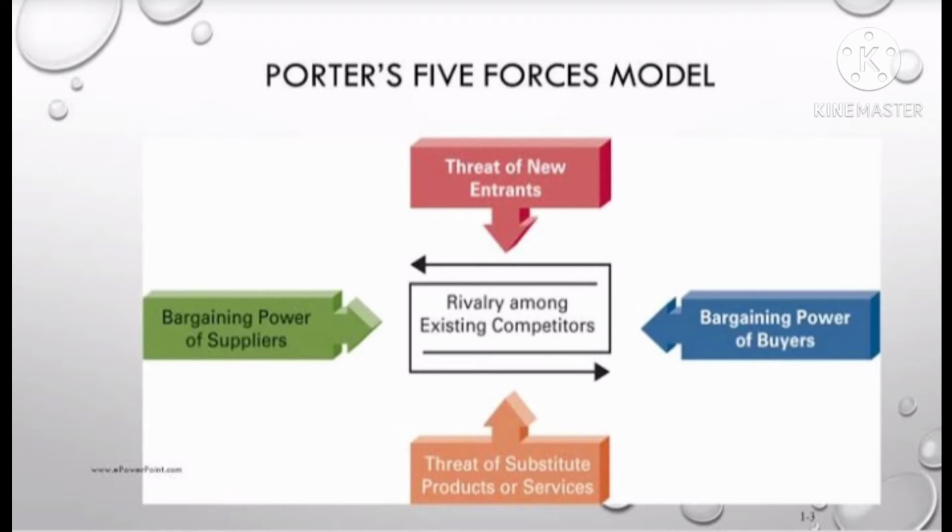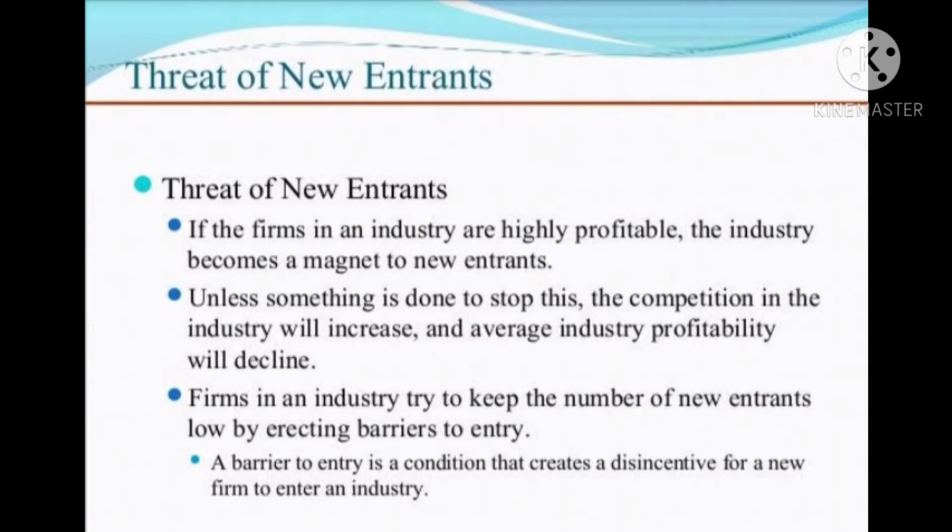So, the Porter's 5 forces model is here. It starts with threat of new entrants, rivalry among existing competitors, threat of substitute products or services, then bargaining power of buyers and bargaining power of suppliers. So, let's see in Porter's 5 forces model how he has tried to explain these 5 forces in the industry analysis. Coming to the first one, threat of new entrants.